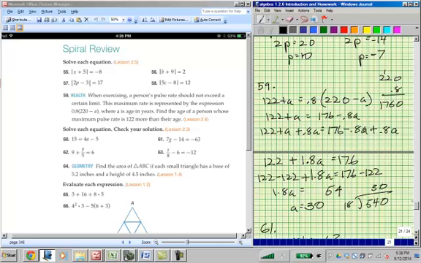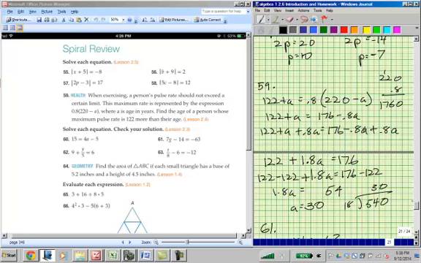T over 8 minus 6 equals negative 12. Add 6 to both sides. T over 8 equals negative 6. Multiply both sides by 8. T equals negative 48. Negative 48 divided by 8 is negative 6. Negative 6 minus 6 is negative 12.